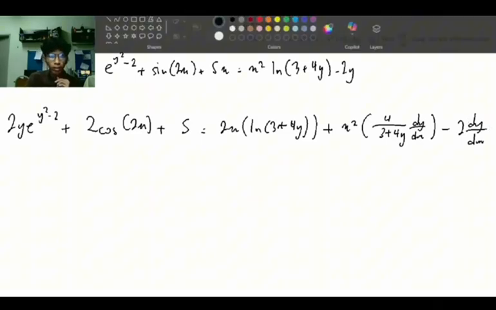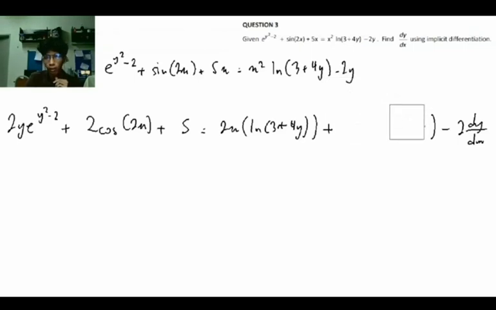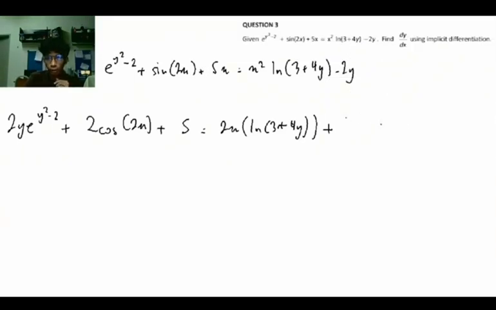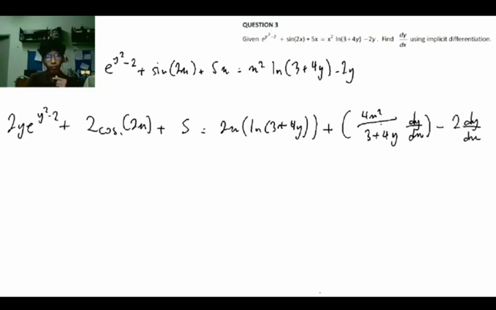We can make it simpler by multiplying x squared into the other term, so it becomes 4x squared over 3 plus 4y, times dy/dx, minus 2 dy/dx. Before I continue, I forgot to add the dy/dx into the equation at the front.